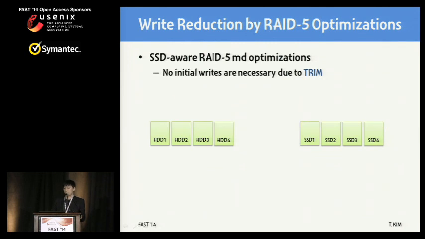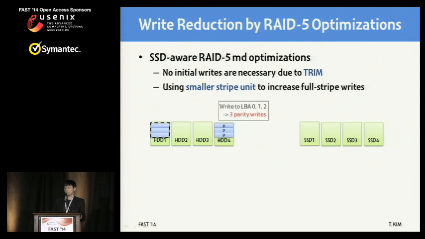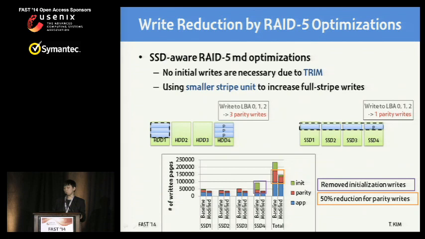Second, the number of parity updates can be reduced by using a smaller stripe unit. MD sets a large stripe unit size by default to exploit the superior performance of hard disk drives for sequential access, but it increases the chance of partial stripe writes. In this example, 3 parity writes occur for 3 application writes. Because SSDs do not benefit as much as hard disk drives from sequential I/O and have a limited number of P/E cycles, a small chunk would be more advantageous for SSD lifetime. By using a page-sized stripe unit, we need only 1 parity write for 3 application writes. As a result, the initialization writes are removed and parity writes are reduced by about 50% in our evaluation.